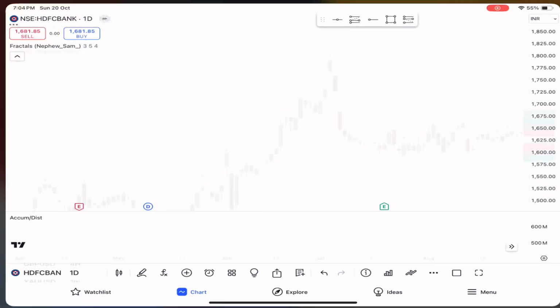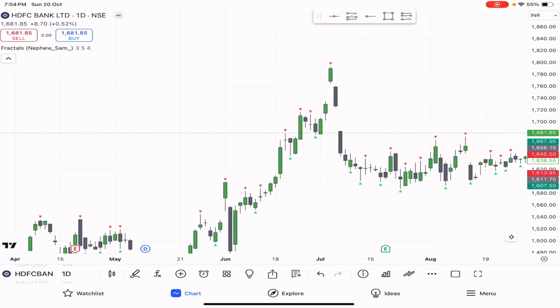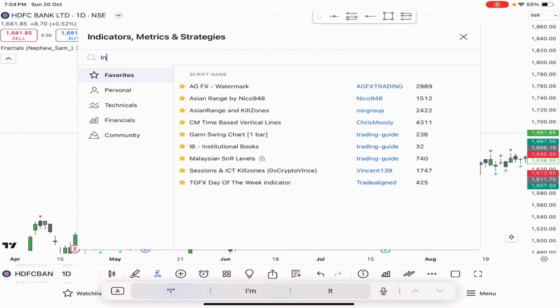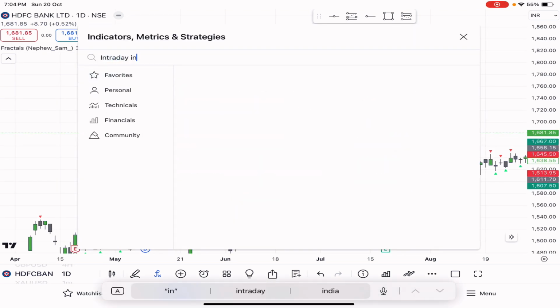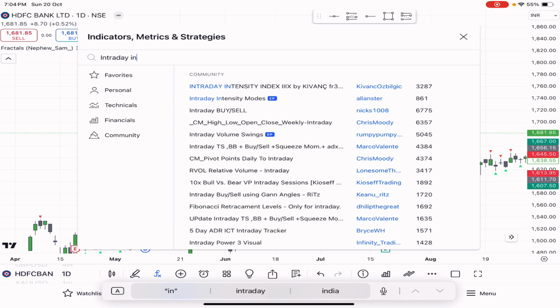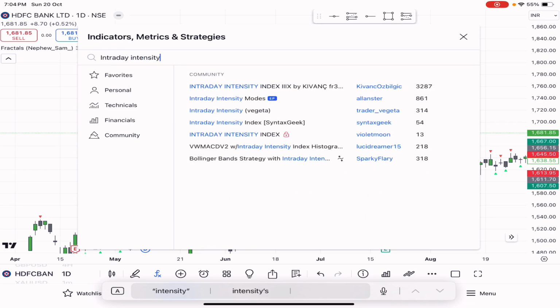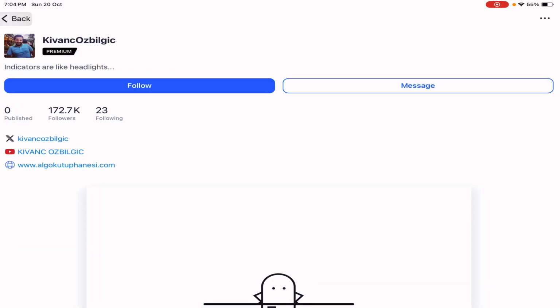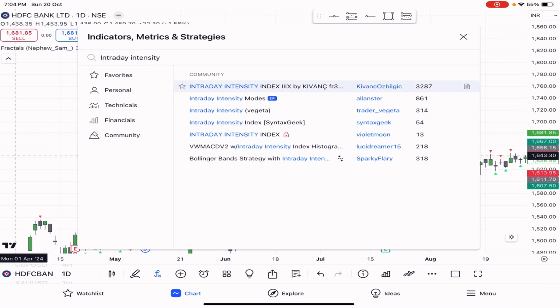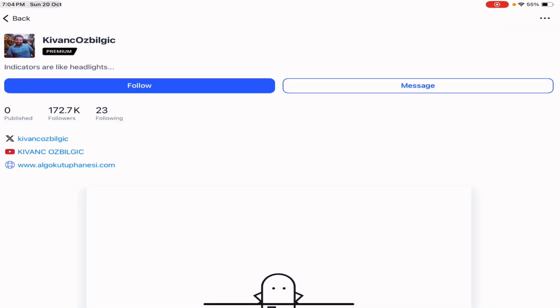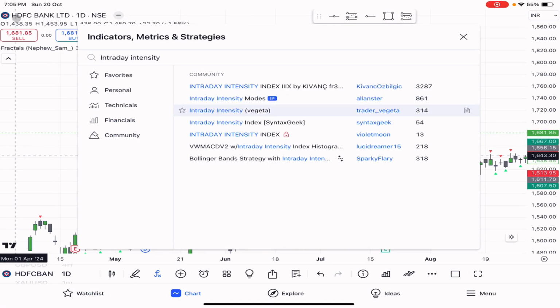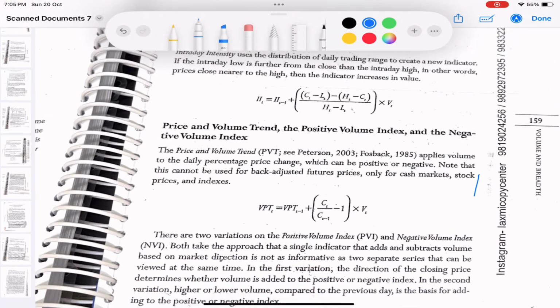Let me see if TradingView also allows me to show that. Intraday intensity. Okay, these are created by other creators. It's not created by TradingView itself. So I'm not able to open this. Okay, never mind. Let's just see what the book has to offer.